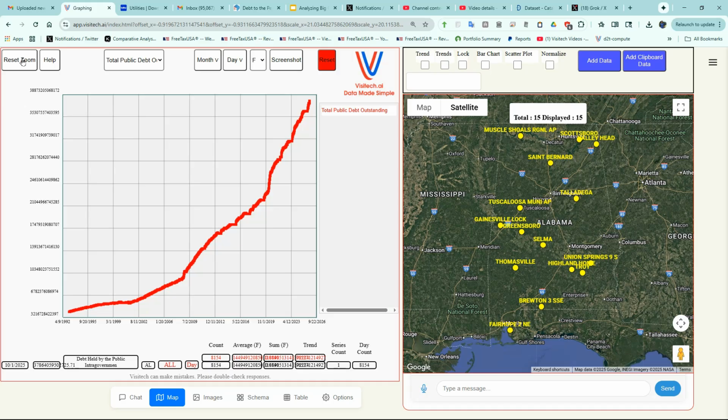It's easy to explain what's going on here. Every time the government borrows a big sum of money, the interest on the debt increases. Because of that, the rate of growth of the national debt increases, and this repeats over and over again. And now the debt is growing 10 times faster than it was during the 1990s. This is not rocket science, it's just basic math, made much easier by visitech.ai.